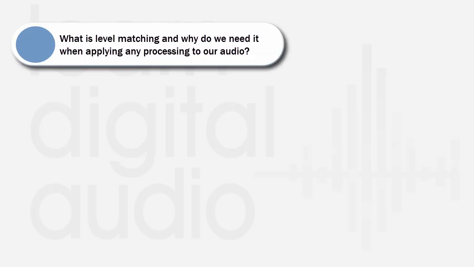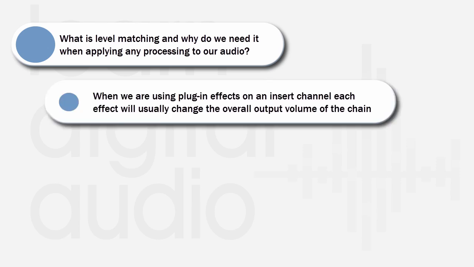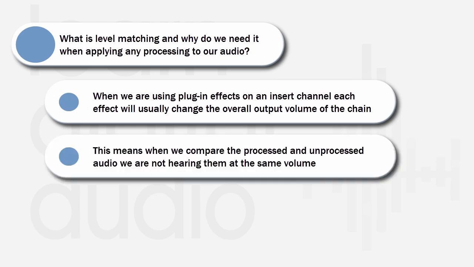What is level matching and why do we need it when applying any processing to our audio? When we're using plugin effects on an insert channel, each effect will usually change the overall output volume of the chain. This means when we compare the processed and unprocessed audio, we're not hearing them at the same volume. This is the most basic and most common mistake made in music production.